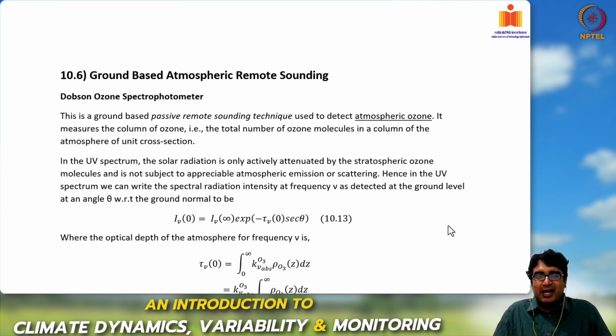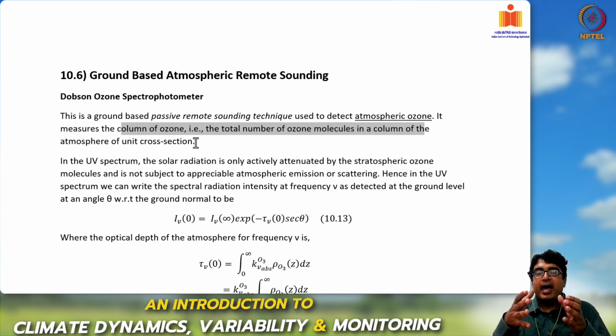First, we will look at an example of a passive remote sounding application from the ground, and such an example is the Dobson ozone spectrophotometer. As the name suggests, this is for measuring the concentration of ozone in the stratosphere. It measures the column of ozone, that is, the number of ozone molecules in a column of atmosphere of unit cross-section. The typical units are kg per meter square.